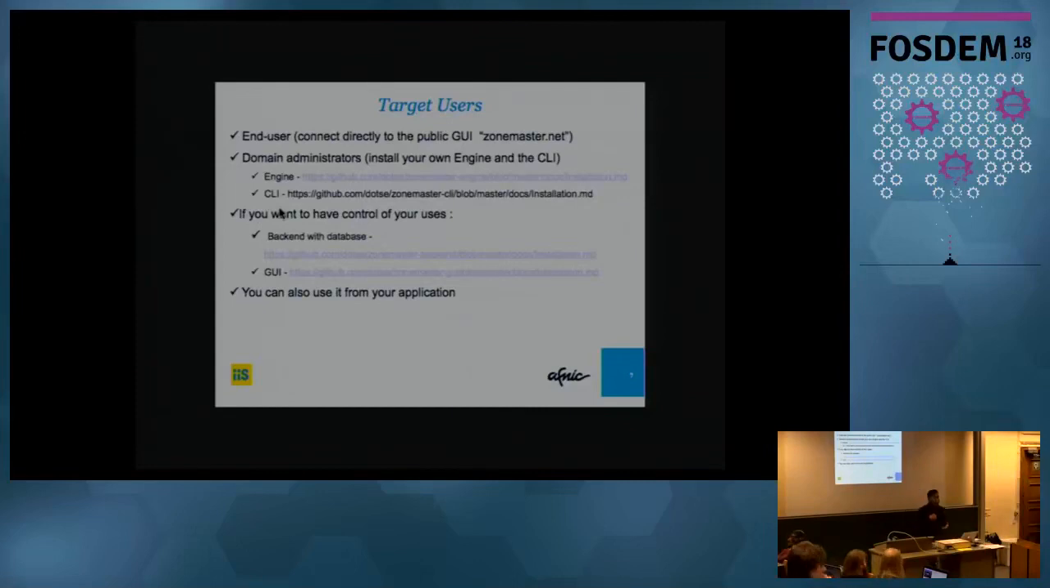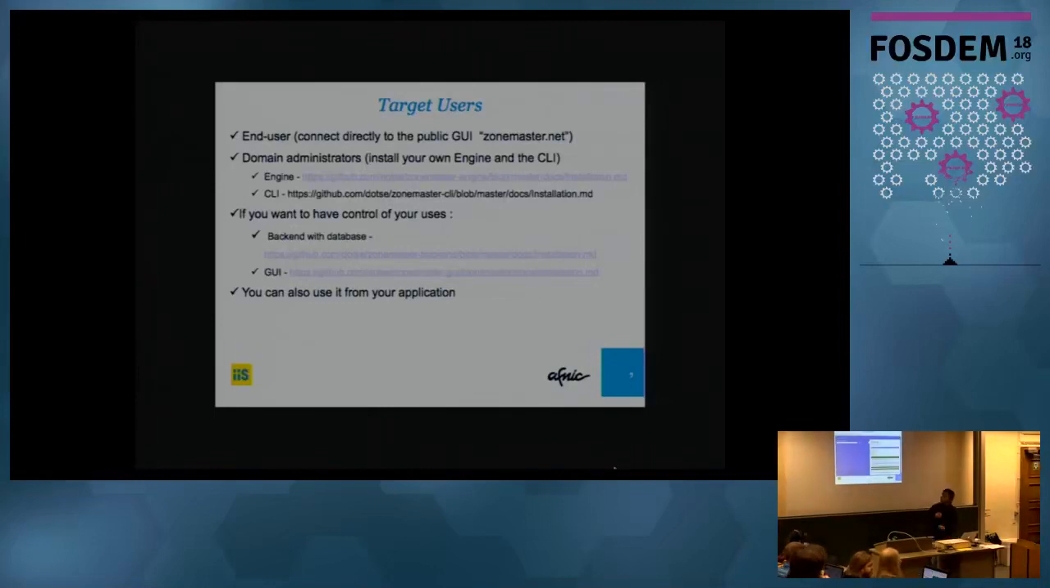Then if you are a registry or a registrar, or somebody who has a portfolio of domain names, like 100,000 domain names, you want to test all the domain names in a batch, and then store them somewhere in a database, see the history, whether it worked in 2015, now it is working, what was the difference. You can also do that by installing the backend and the GUI. You can have your own interface. And then you can also call the Zonemaster Perl library from your own application. So these are the different target users that we planned for with Zonemaster.